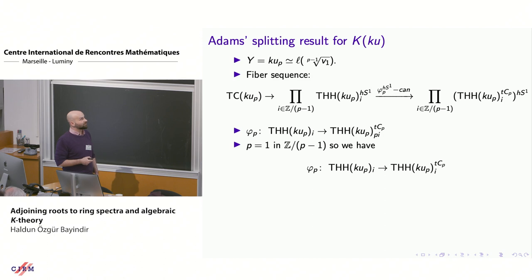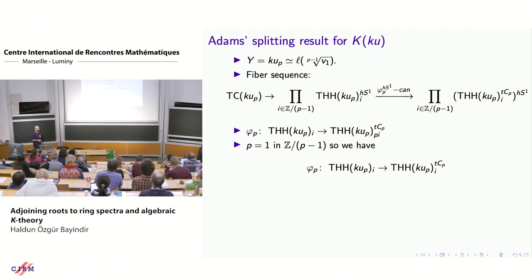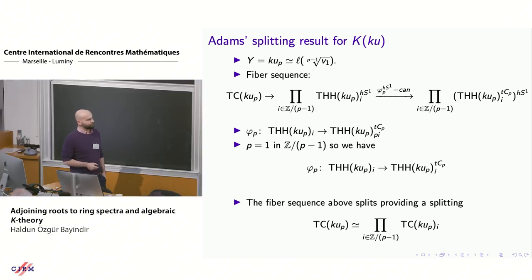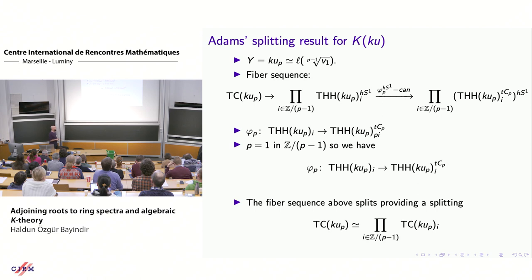But in this situation, we're working with a mod p minus 1 grading, so it's very nice. P is equal to 1 in here, so this Frobenius map does respect the grading. So you have a splitting of the entire fiber sequence here, which provides you a splitting of TC of KU_p. Again, this gives you a splitting of algebraic K-theory of KU as well. And one can think about this as the Adams splitting for complex vector bundles, if you like.